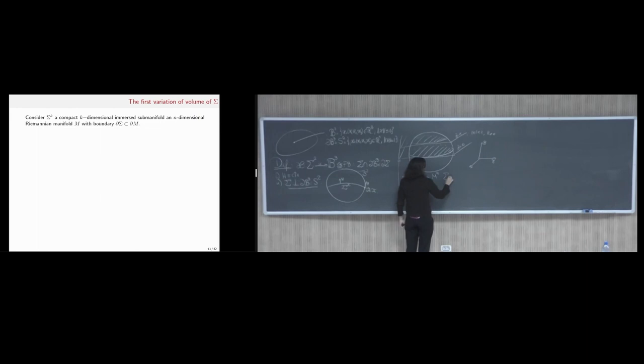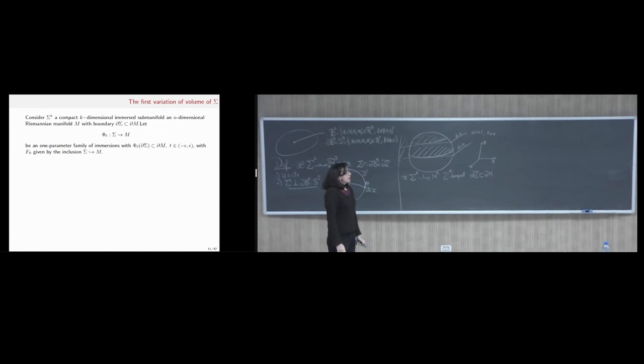Compact here in this letter. Let me see. It is closed, with a boundary, and the boundary is not empty. Okay, and what more? I consider the boundary of sigma inside the boundary of M. In this case, here you have the boundary of sigma inside of the sphere.